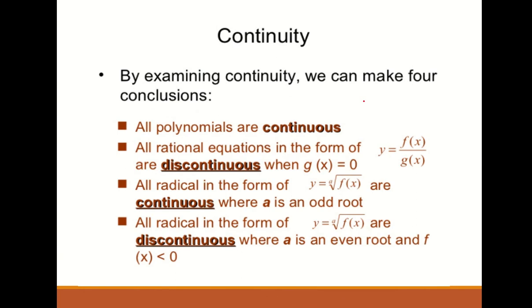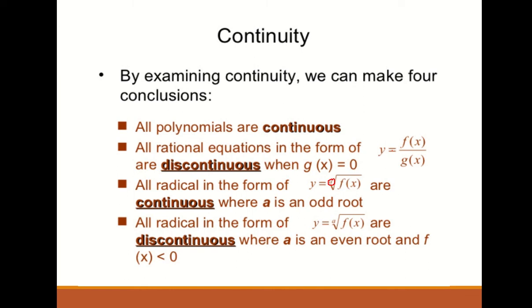So by examining continuity, we can make four conclusions. Alright, so all polynomials are continuous, but all rational equations in the form of y equal to f of x over g of x are discontinuous when g of x is equal to 0. Okay, and all radicals in the form of y equal to the a-th root of f of x are continuous, where a is an odd root. Odd means 1, 3, 5, 7, 9, and so on and so forth. If that is the value of a here, this is odd, then this is a continuous function.